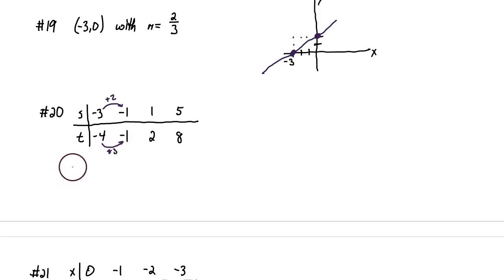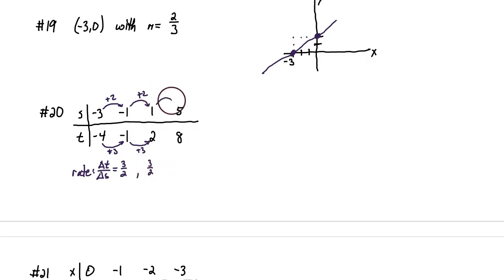Let's make a rate out of that. When we make the rate, let's put the change in the T on the top and the change in the S on the bottom. So the rate is 3/2. Now let's see what the rate is between the other dots. From -1 to +1, it increases 2. And from -1 to 2, it increases 3.